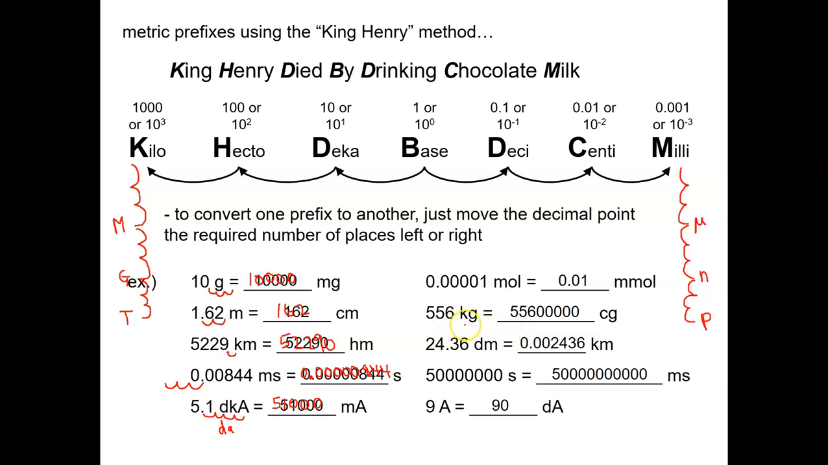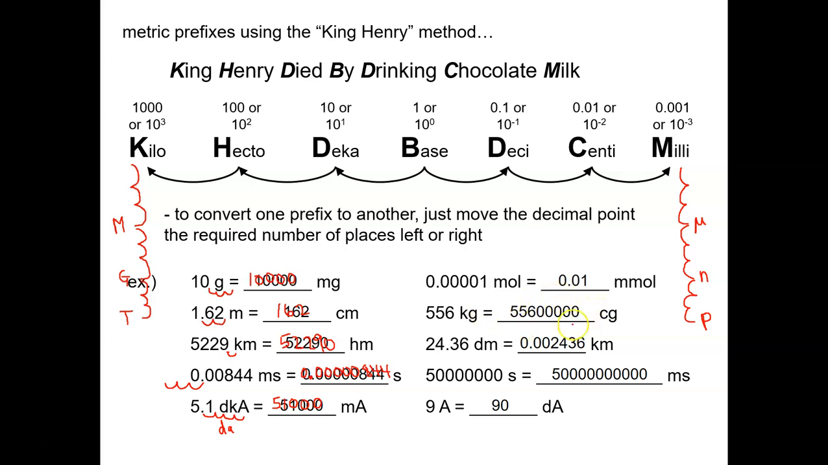The next one is kilograms to centigrams. So kilo to centi. Kilo is here, so I go 1, 2, 3, 4, 5 places to the right. So I had to take this and go 5 places. That's why I added in 5 zeros.